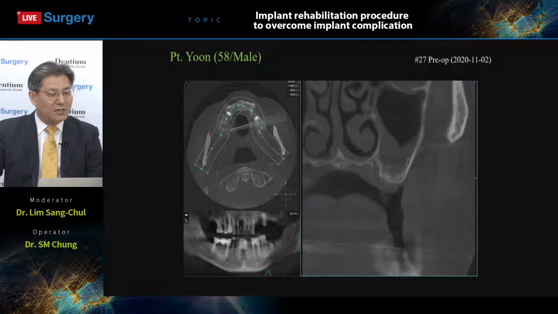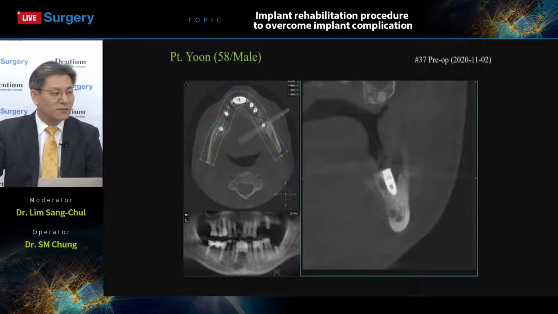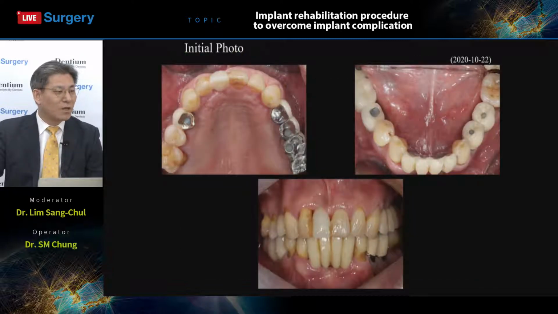I think in this area the lateral approach is better than crestal. At number 37 area, as you can see, there is a buccal bone defect around this already installed implant, and the lingual is the same. So it is impossible for this implant to be sustained in this area, so it should also be removed at the same time in today's surgery.